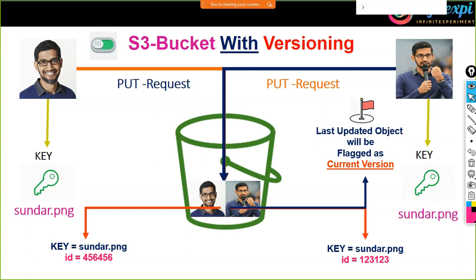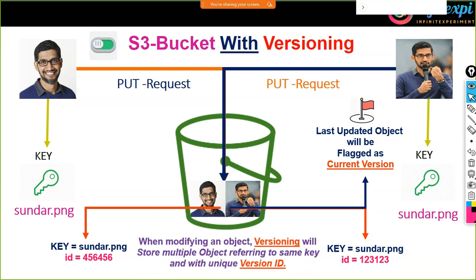Now, if you switch on the versioning, this is how the appearance will be. When modifying an object, versioning will store multiple objects referring to the same key, each with a unique version ID. If you delete an object, that also will carry its own version ID separately. So what we try to understand here is that versioning is something very essential when it comes to the S3 bucket. A version ID is allotted for each and every object when you provide the same key for it.